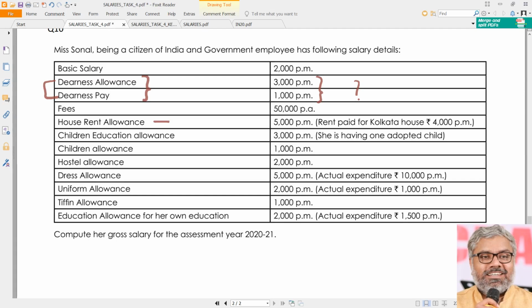So here, dearness allowance and dearness pay, if you have assumed that they are not forming part of salary, that is quite okay. But that does not mean they are not taxable. They are still taxable.